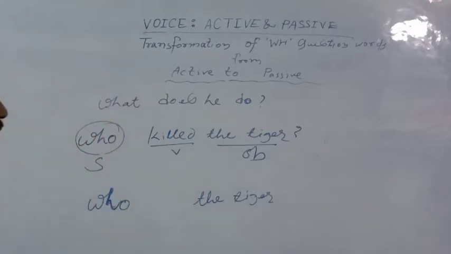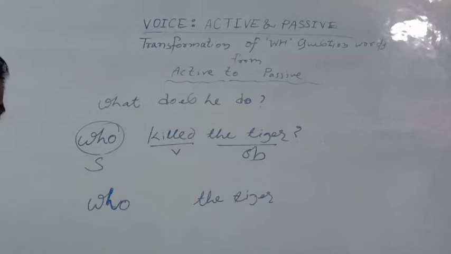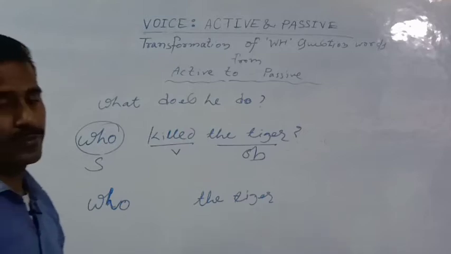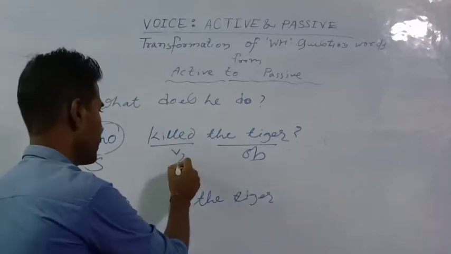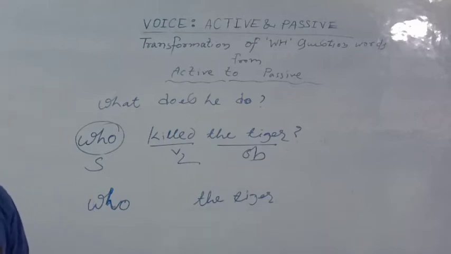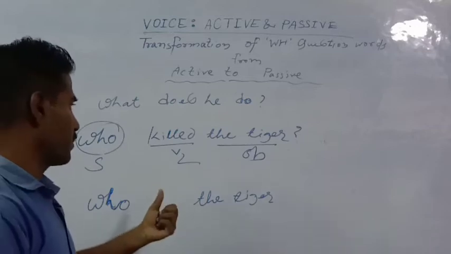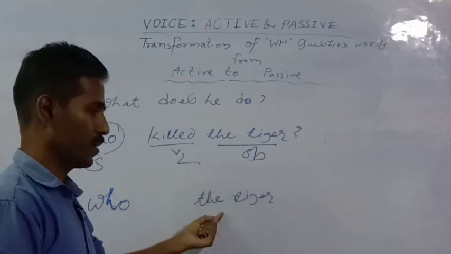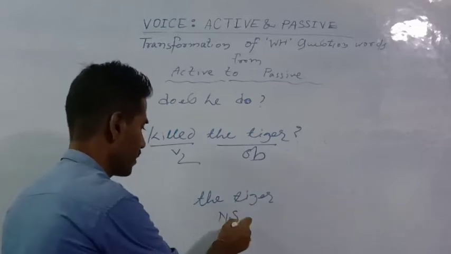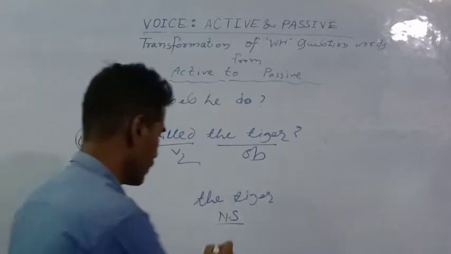Now we'll observe the verb. Kill is past tense, so we have to write the past form of be verb. Kill is what? V2. So to write the past form of be verb, we know was and were. The tiger, the object, becomes the new subject, and the new subject, the tiger, is third person singular number, is it?